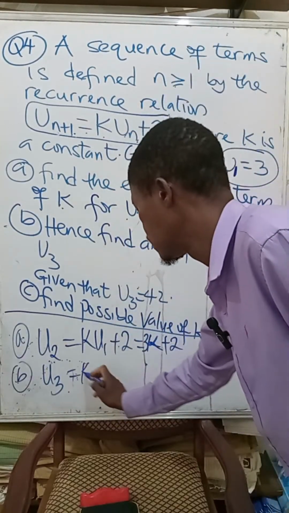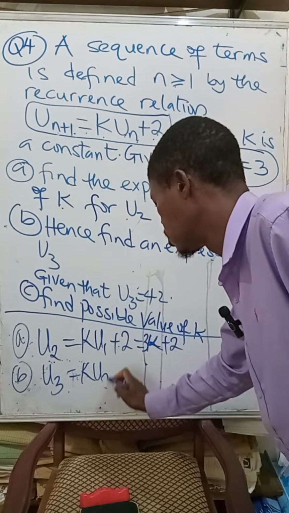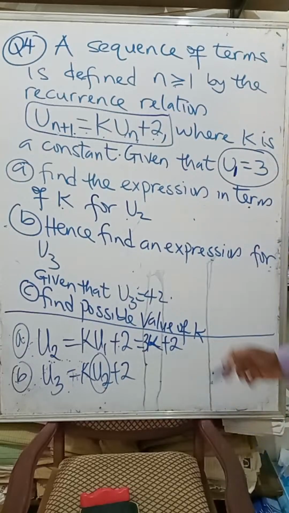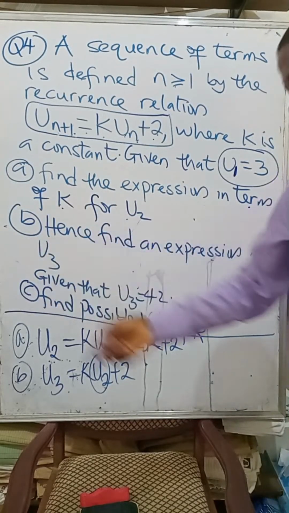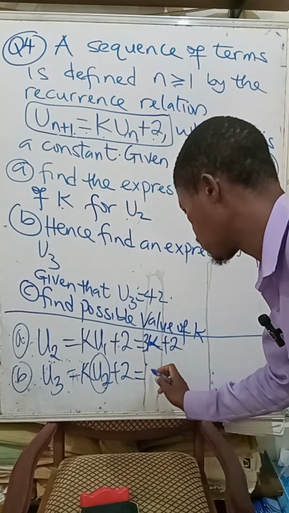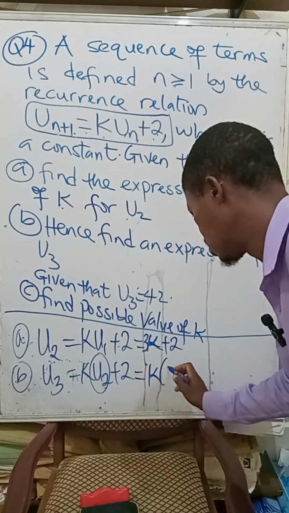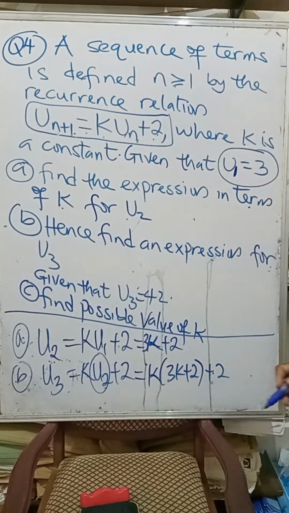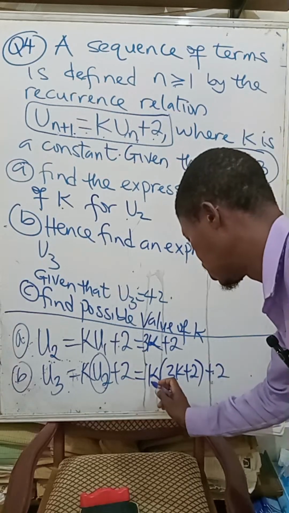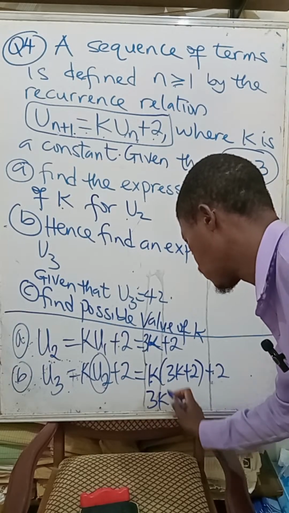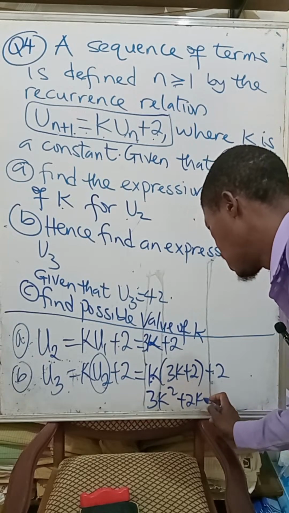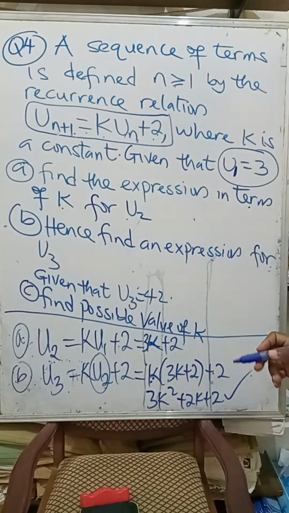K times U2 plus 2. And your U2 is your previously calculated value. That will be equal to K times your U2, which is 3K plus 2, and then again plus 2. So you can leave it that way if you want, and then you can also do the expansion, and that will be 3 times 3K, 3K squared, K times 2K, that's plus 2K, and then plus 2. And that finishes the B part.